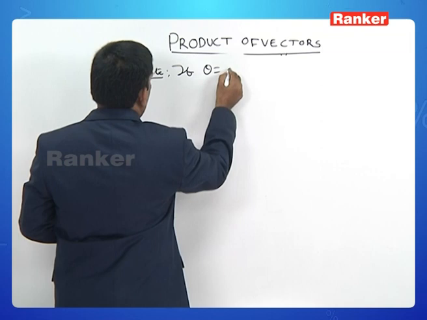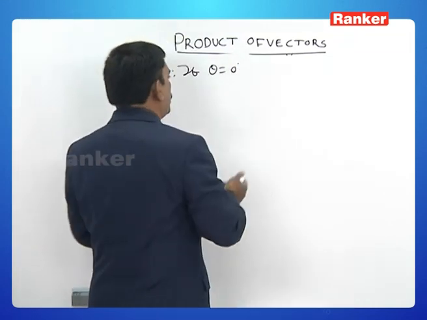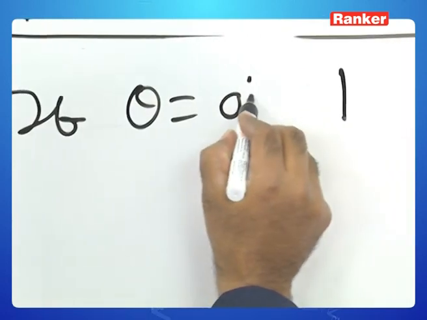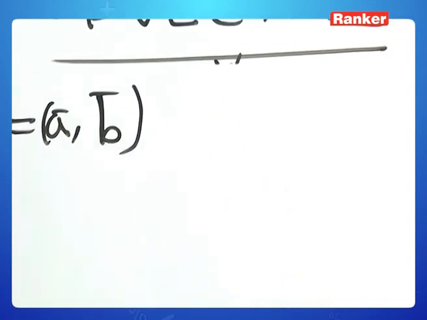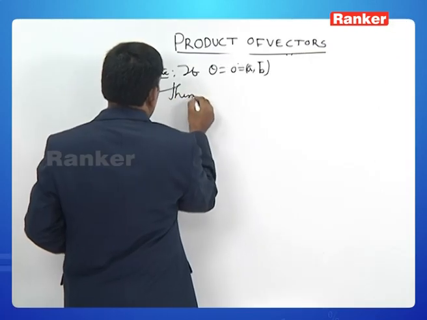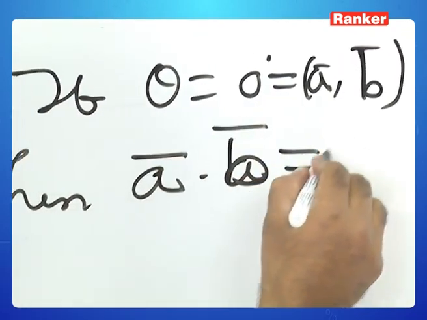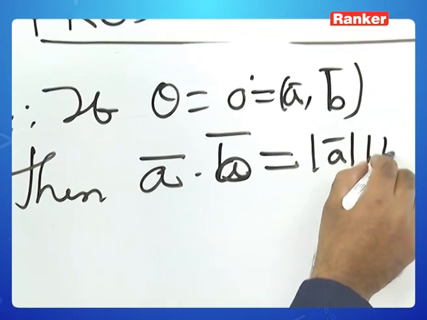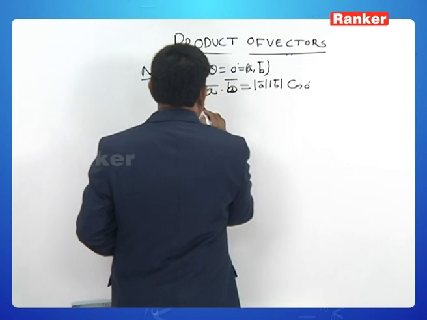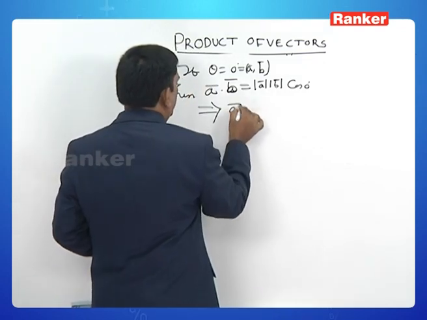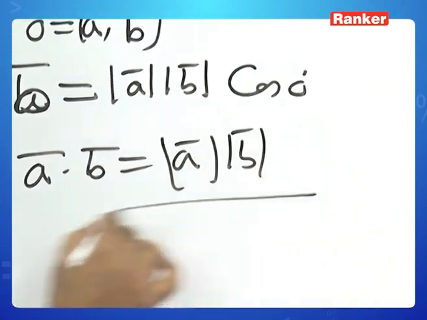Next note: if theta is equal to 0, that is, 0 is the angle between the two vectors A bar comma B bar, then A bar dot B bar is equal to mod A bar mod B bar into cos 0. Therefore, I can write A bar dot B bar is equal to mod A into mod B.